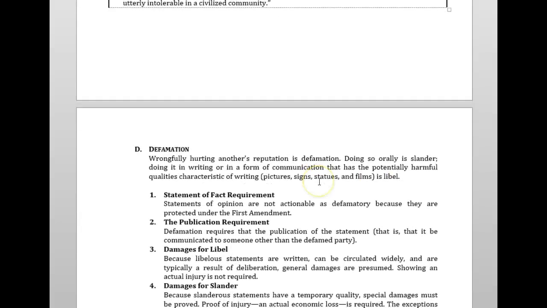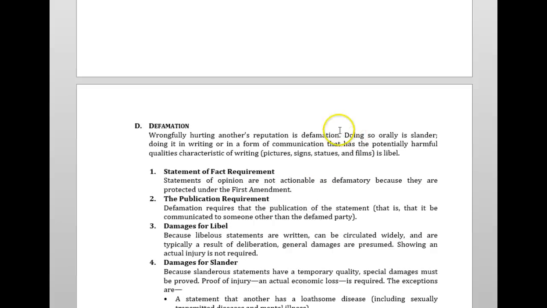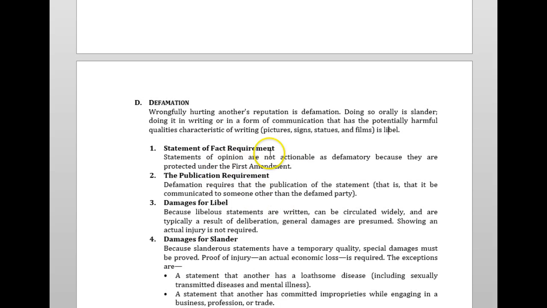There's defamation, and I think we've all heard of that. For defamation to happen, you can do it orally, and that's called slander. You can do it in writing, and that is called libel. Now, for either one of those to be applicable, it has to be a statement of fact. You can't say, well, in my opinion, but you have to state a fact that is defamatory, and it has to be said to another person, not to the person that you are defaming.